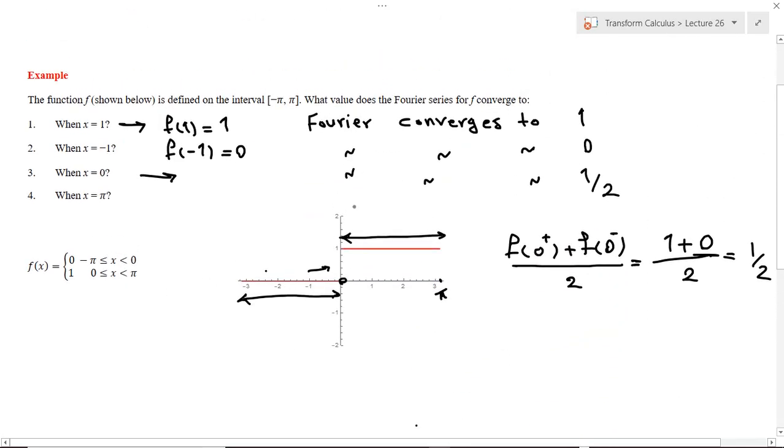Here the Fourier series converges to 1/2 as well. So we could find the values that the Fourier series approaches at different x values.